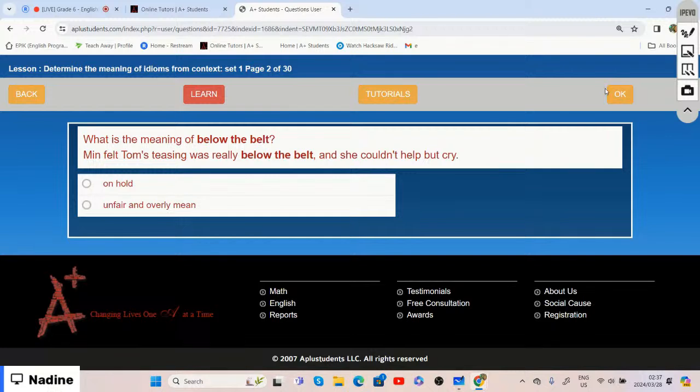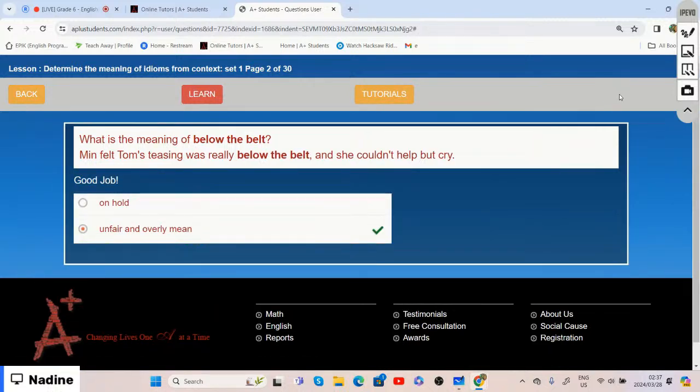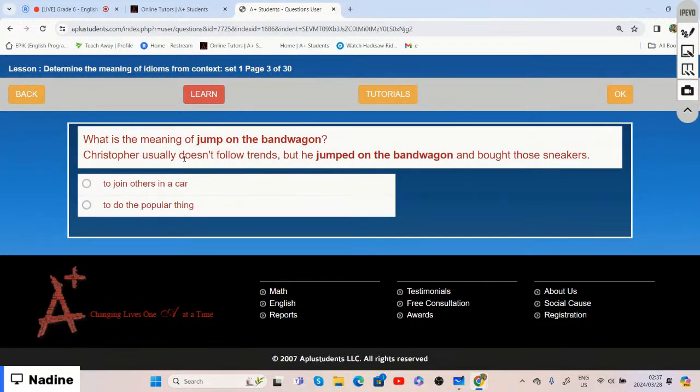All right. So when we say it is below the belt, right, we can say it is unfair or overly mean, right? It's like disregarding something. So yeah, and disrespecting something. It's unfair and overly mean. So well done. Second one is correct.